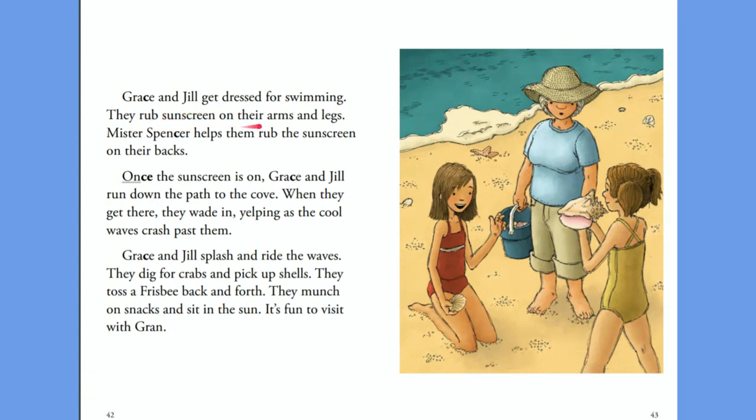Page 42. Grace and Jill get dressed for swimming. They rub sunscreen on their arms and legs. Mr. Spencer helps them rub the sunscreen on their backs. Once the sunscreen is on, Grace and Jill run down the path to the cove. When they get there, they wade in, yelping as the cool waves crash past them.